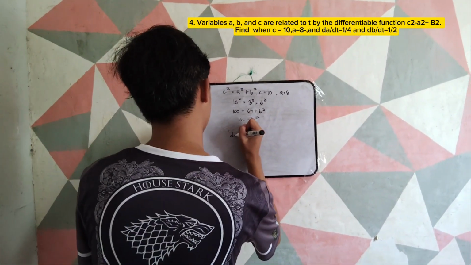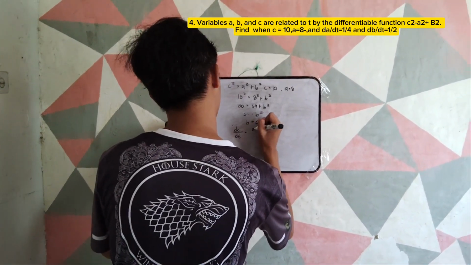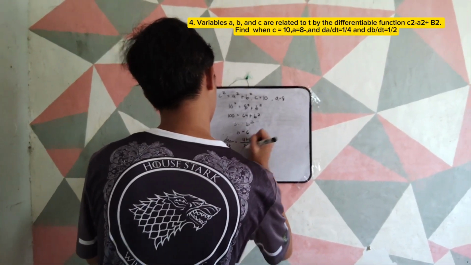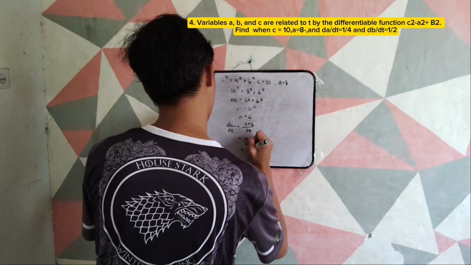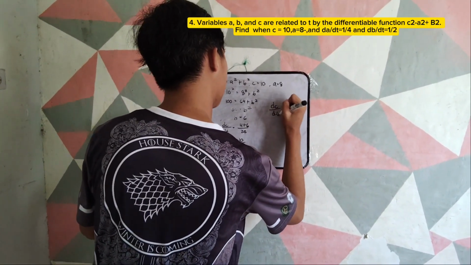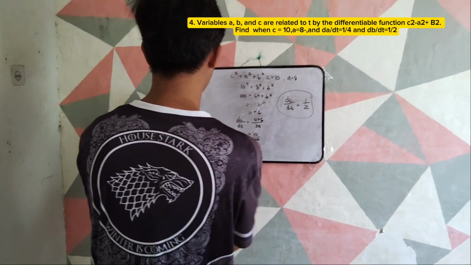So therefore dc over dt is equal to (4 plus 6) over 20, or 10 over 20, or 1/2. So therefore the dc over dt will be equal to 1/2. So this will be our final answer.